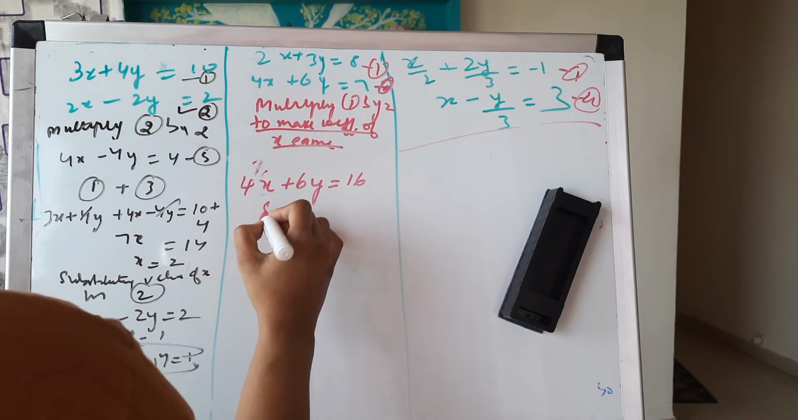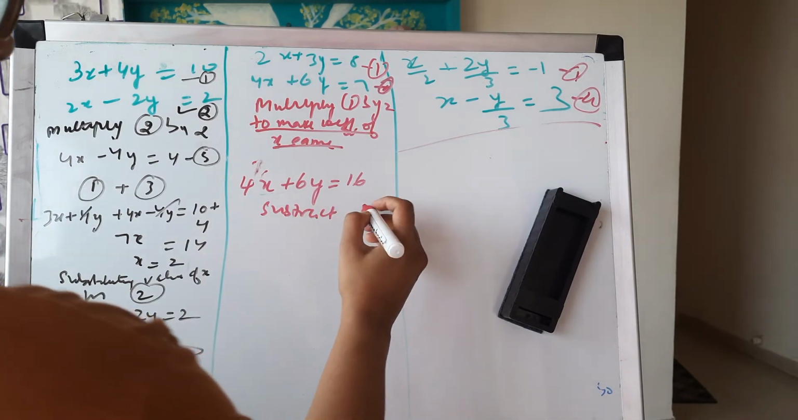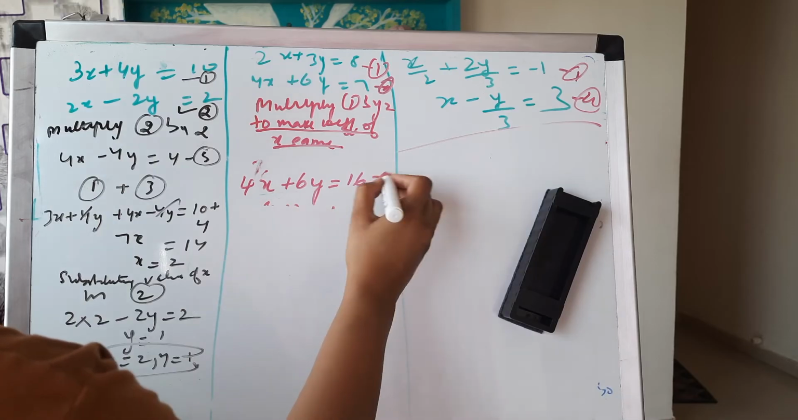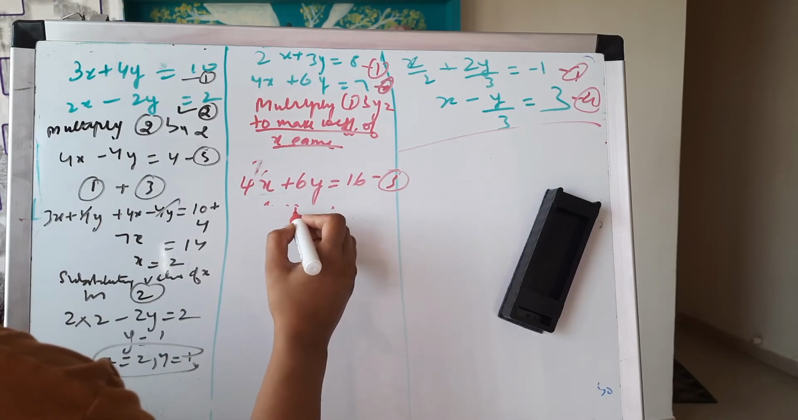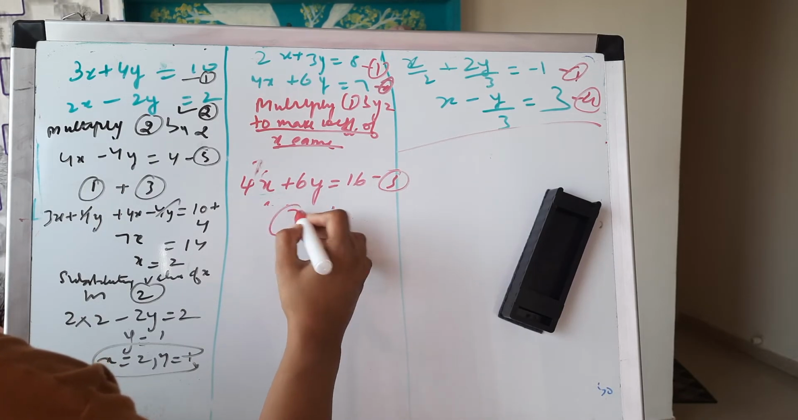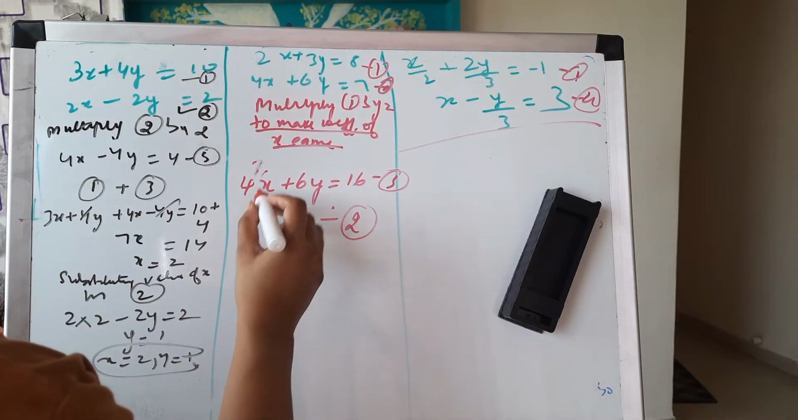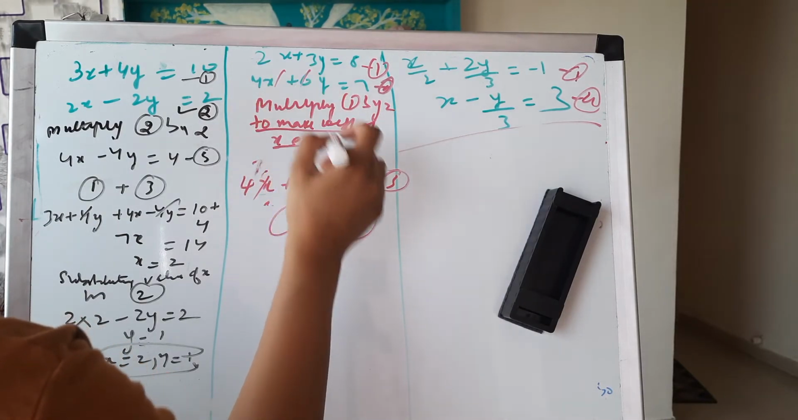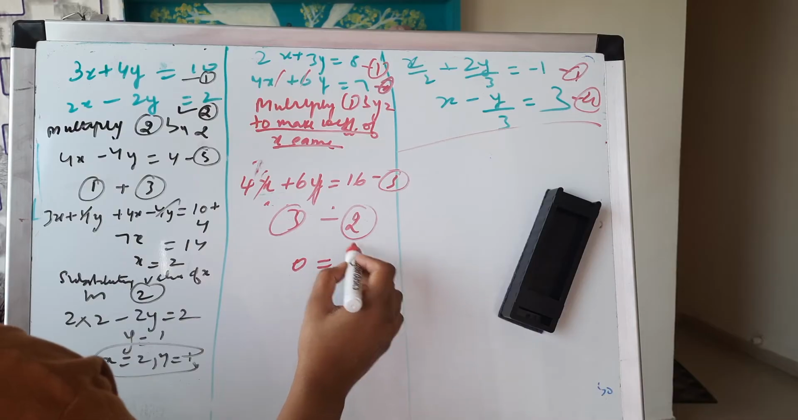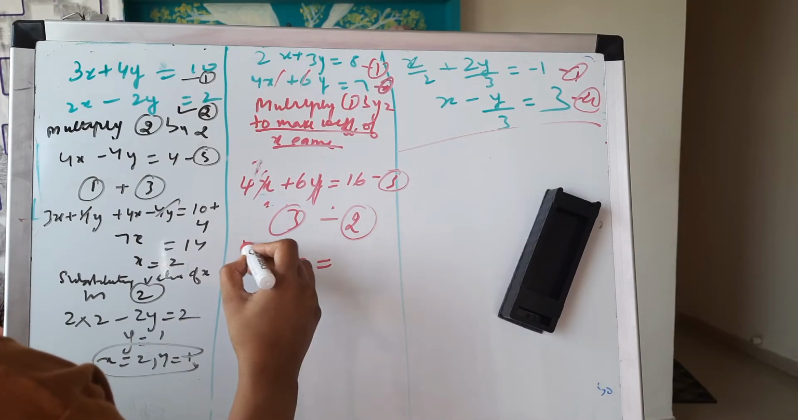Now subtract. You can say this is 3 minus 2. So when you do this, you see that everything is getting cancelled, right? And it is becoming 0. And you can show it as 4x plus 6y minus 4x. You can show that like this.